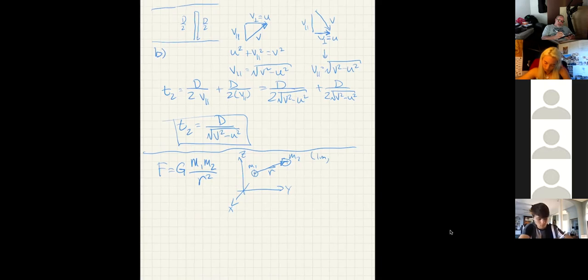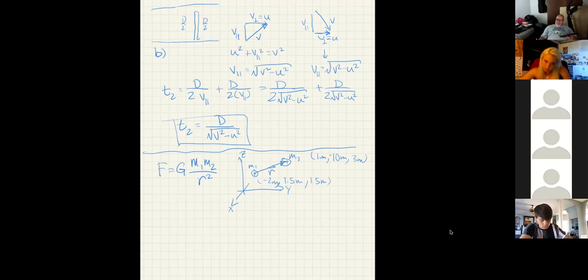Let's say X is, in fact, negative 10 meters. And let's say Y is, in fact, 3 meters. And let's say this guy over here is at X equals negative 2 meters, Y is going to equal 1.5 meters, and Z is going to equal 1.5 meters.